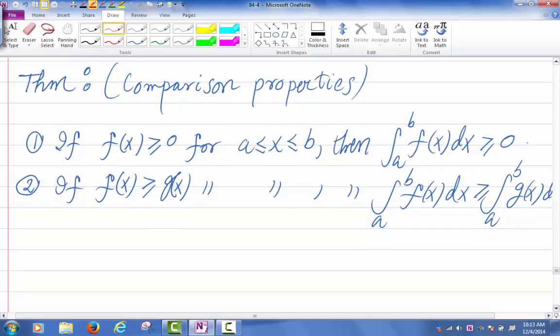What is number 2 telling you? Number 2 says, suppose f of x is larger than g of x. Now here, f and g may not be positive, or they might have positive and negative values. But f is always bigger than g, so f of x is always bigger than g of x for x between a and b. What does that mean? It means that the graph of f lies above the graph of g on the interval from a to b. So when that happens, then the integral of f is always bigger than the integral of g. Does that make sense?